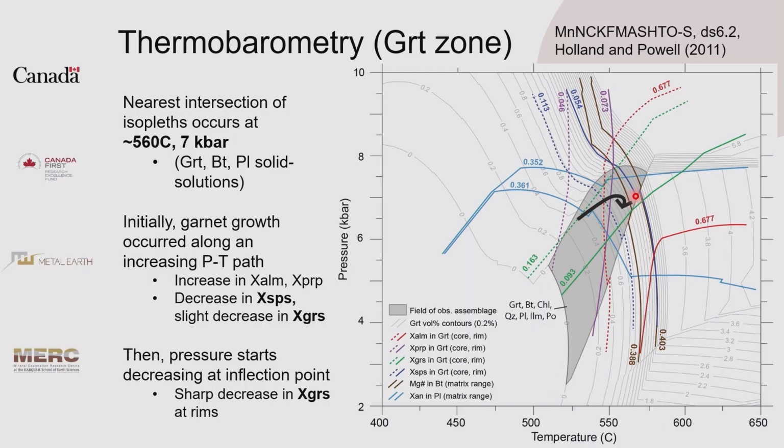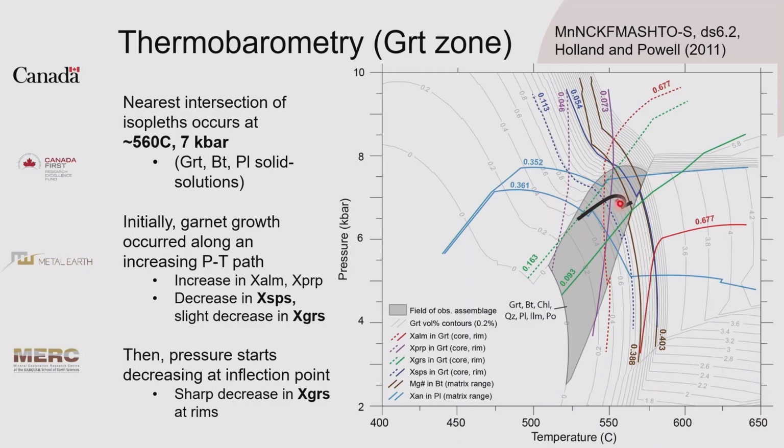The light gray is the mode of garnet, so we grow garnet as we increase temperature. The other colored lines are the contours of the garnet chemistry, as well as the biotite and plagioclase chemistry. The closest intersection of the compositional isopleths occurs at about 7 kilobars and 560 degrees Celsius.